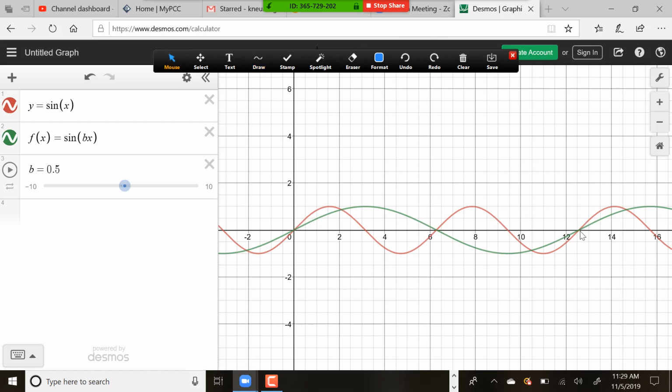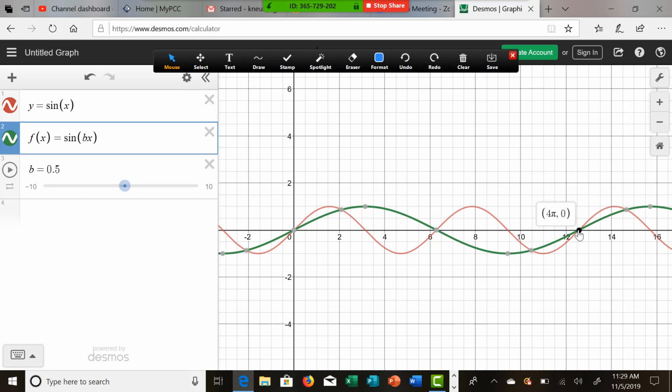The end of our new graph is way over here at 4 pi. But the end of one wave on our original graph was here. Notice, what would you do to 2 pi to move it over to the 4 pi? You would multiply it by 2. Well, how does that relate to a 0.5? 0.5 is the same thing as 1/2.